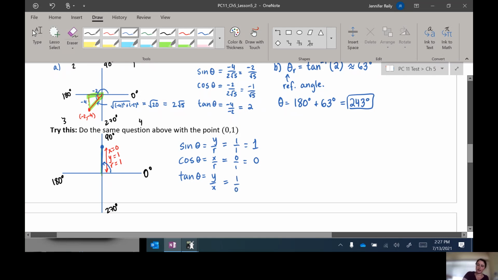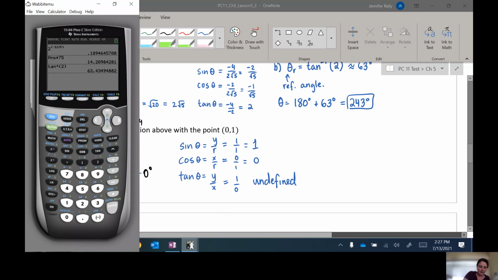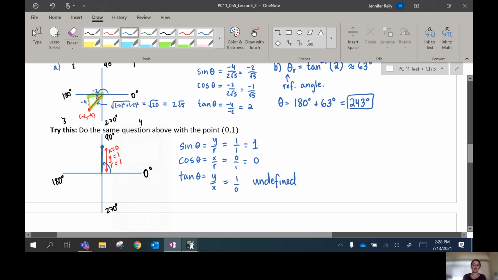If you try and divide by 0, you actually get something that's undefined. I'll show you on the calculator here. If you go 1 divided by 0, it's undefined. You can also try typing in tan of 90 degrees, and it'll also say error or undefined. So that's how you calculate the ratios when you're on one of the axes. You can just use those formulas, y over r, x over r, and y over x to figure out what the values of the ratios are.